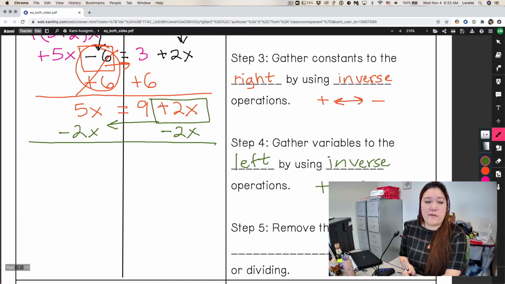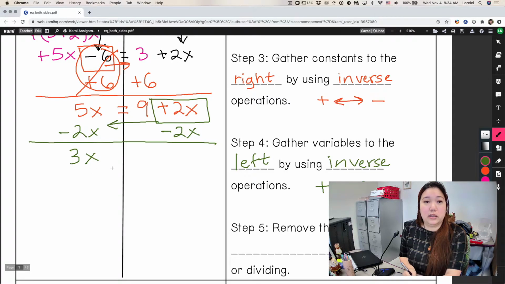Like, let's say I have 5 cookies, and Daniel, because he's greedy, takes 2 of my cookies. Well, I have 3 cookies left, right? The cookies didn't go away. 5 cookies minus 2 cookies isn't just 3, it's 3 cookies. So you cannot drop the x. I see a lot of kids do this, and they'll drop the x, and then they have like 3 equals 9, and then they get confused, okay?